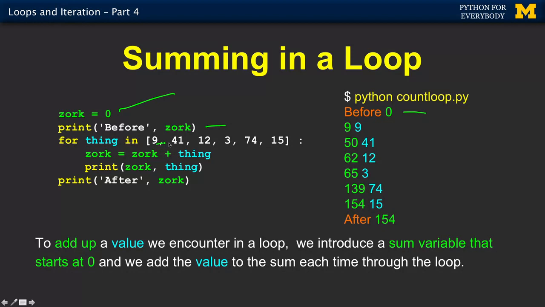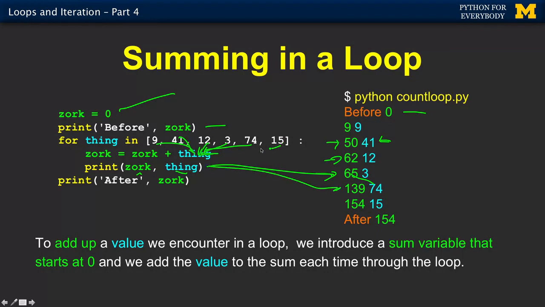Now 9 comes out. 0 plus 9 is 9, so the running total is 9, and 9 was what we looked at. Then 41 comes in, we take 9 plus 41, the running total is 50, we read 41, go back up, 12 comes in, 50 plus 12 is 62, that's our running total. Next time we get 3, 62 plus 3 is 65, so that line prints out. Then we get 74, so 65 plus 74 is 139. That's the running total.